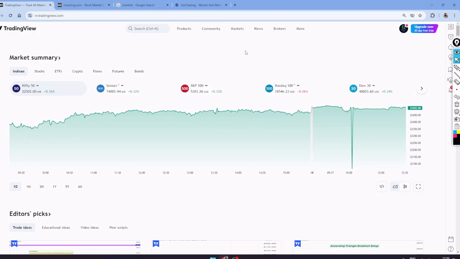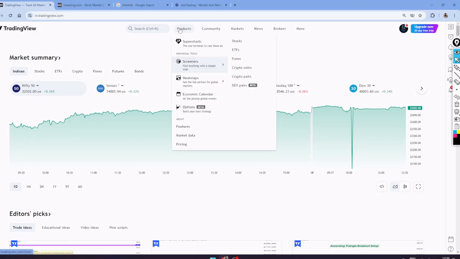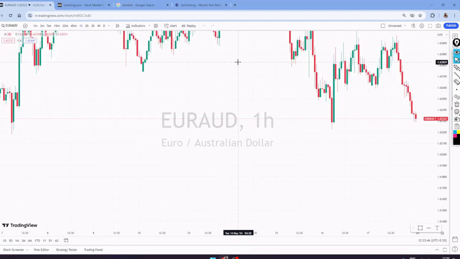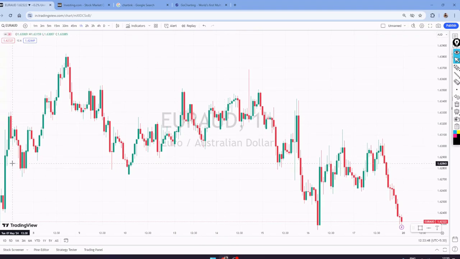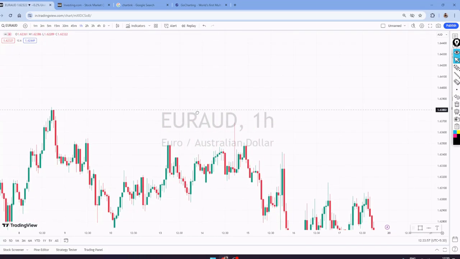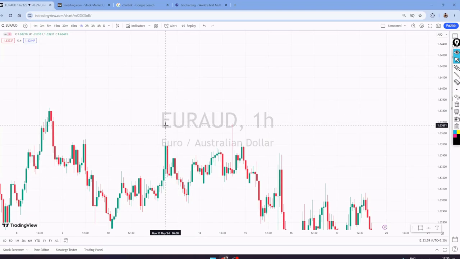Okay, so once you go to tradingview.com, you can see Products here, and you can see Supercharts. So just click that. Once you click that, you can see the candlestick chart here. This is called candlesticks. Green and red are called candlesticks. And also you can see the watermark here. It says EUR/AUD, 1 hour, Euro Australian dollar, 1 hour time frame.